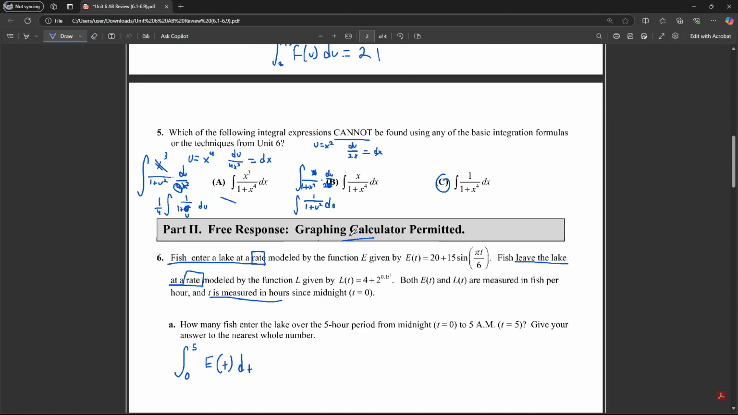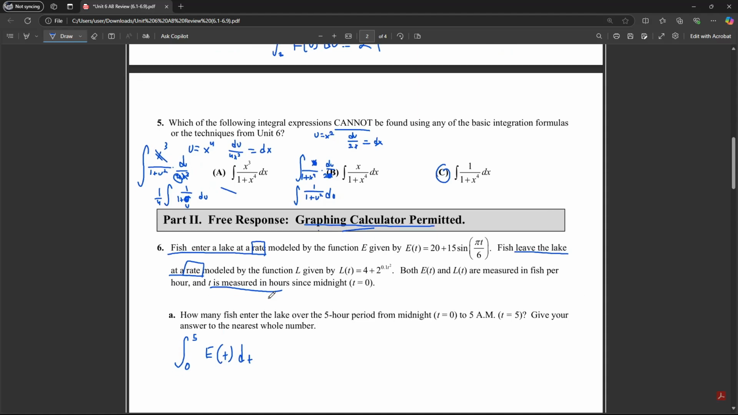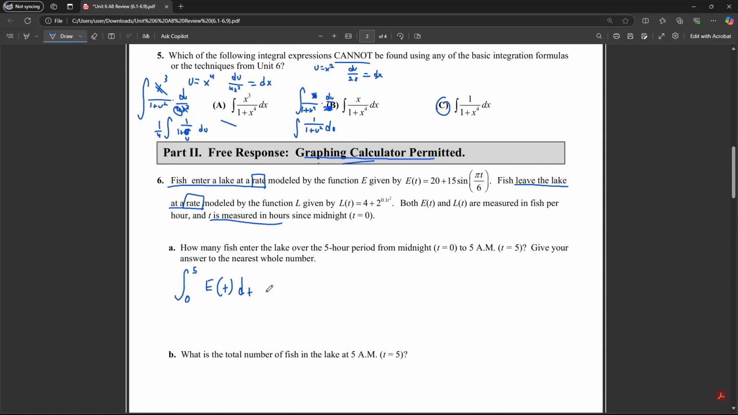And then because this is a graphing calculator, it's allowed, you're just going to put that into your graphing calculator. So you're just going to go math 9, lower bound 0, upper bound 5. And then E of t, make sure you're in radians, it's just 20 plus 15 sine pi x over 6 dx. And then it does say give your answer to the nearest whole number.